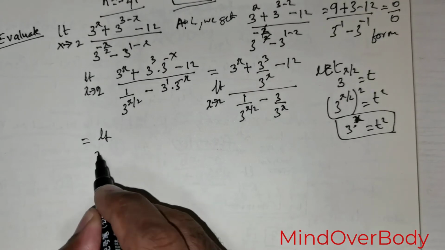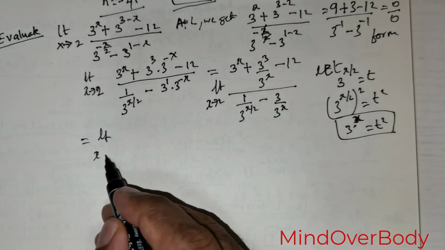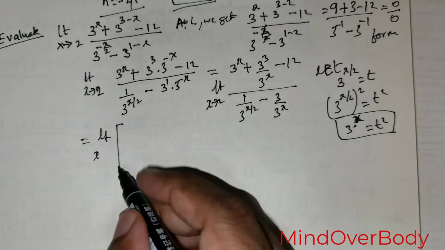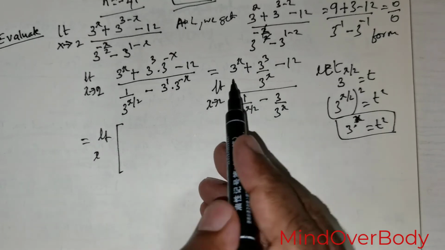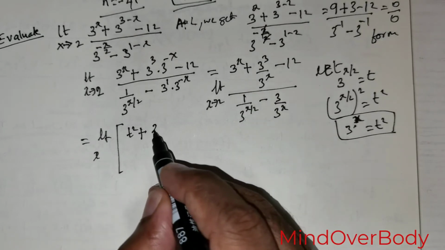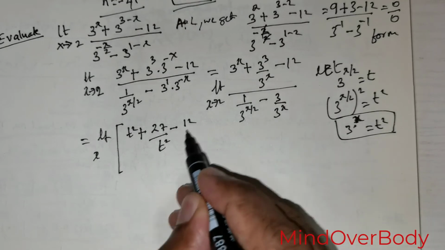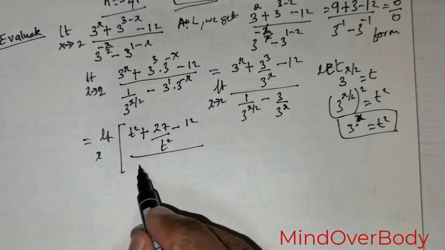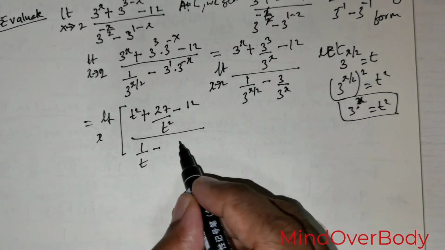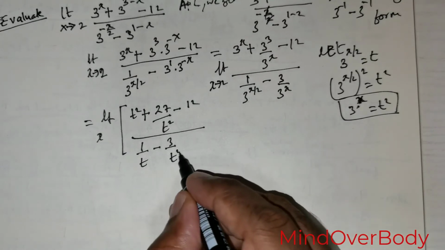So this is equal to the limit, since we are going to change it to t, I'm not going to place x tending to 2, so let it be as it is. I will come back to this limit within a minute. Now 3 raised to the power of x is t squared, positive 3 cubed is 27, 3 raised to the power of x is t squared, followed by negative 12, that's for the numerator, divided by 1 over 3 raised to the power of x over 2 is t, followed by 3 over 3 raised to the power of x, which is t squared.